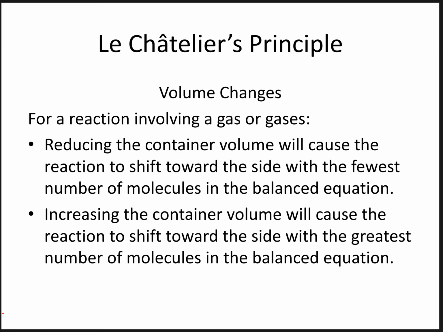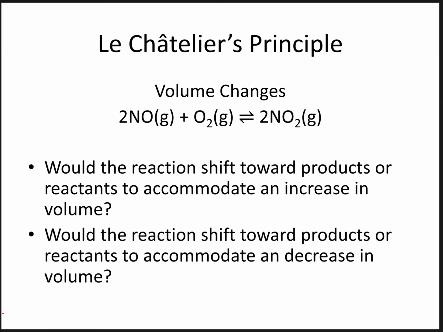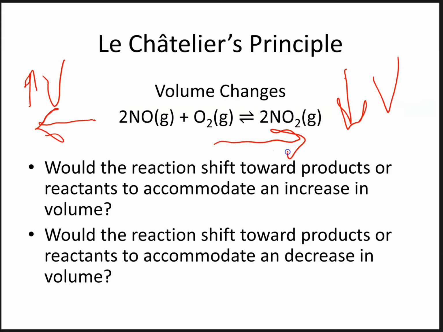So again, if we go back to our nitrogen monoxide oxygen reaction, what would happen if we increase the volume of the canister in which this reaction occurs? Well, more volume means more molecules. And so increasing the volume moves the reaction towards the reactants, because you have three reactants versus two products. On the other hand, if you decrease the volume, the reaction moves towards the product, so you have fewer collisions.